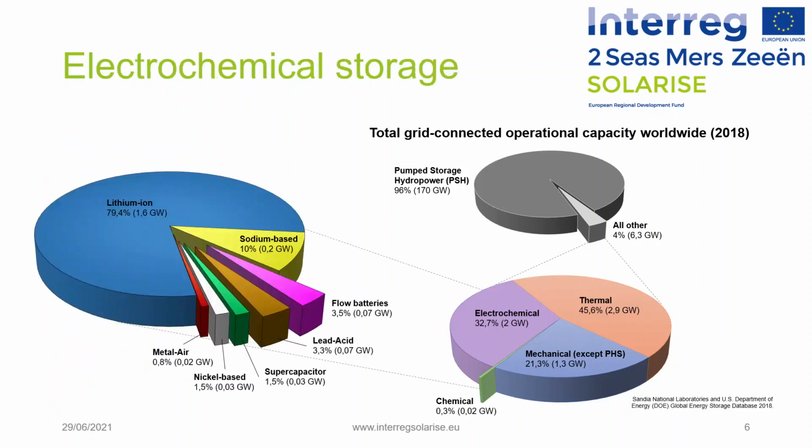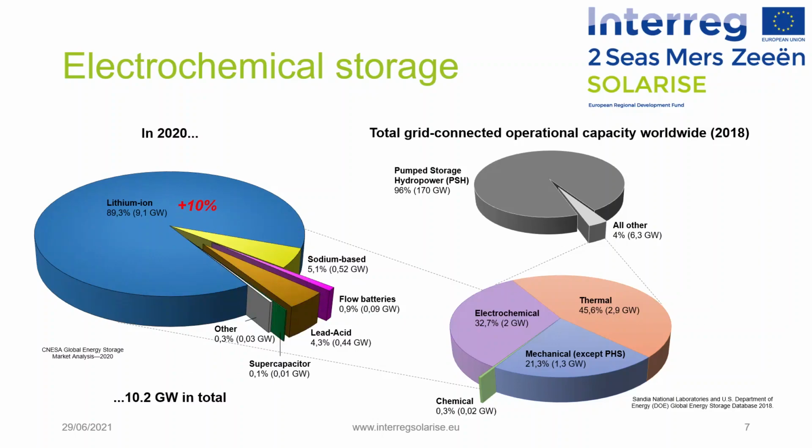Then these 2 gigawatts of grid-connected electrochemical energy storage are distributed into different battery technologies that have been developed within the last few decades. And as you can see in the diagram on the left, the most dominating technology for all types of application is the lithium-ion battery with almost 80% of the global capacity.